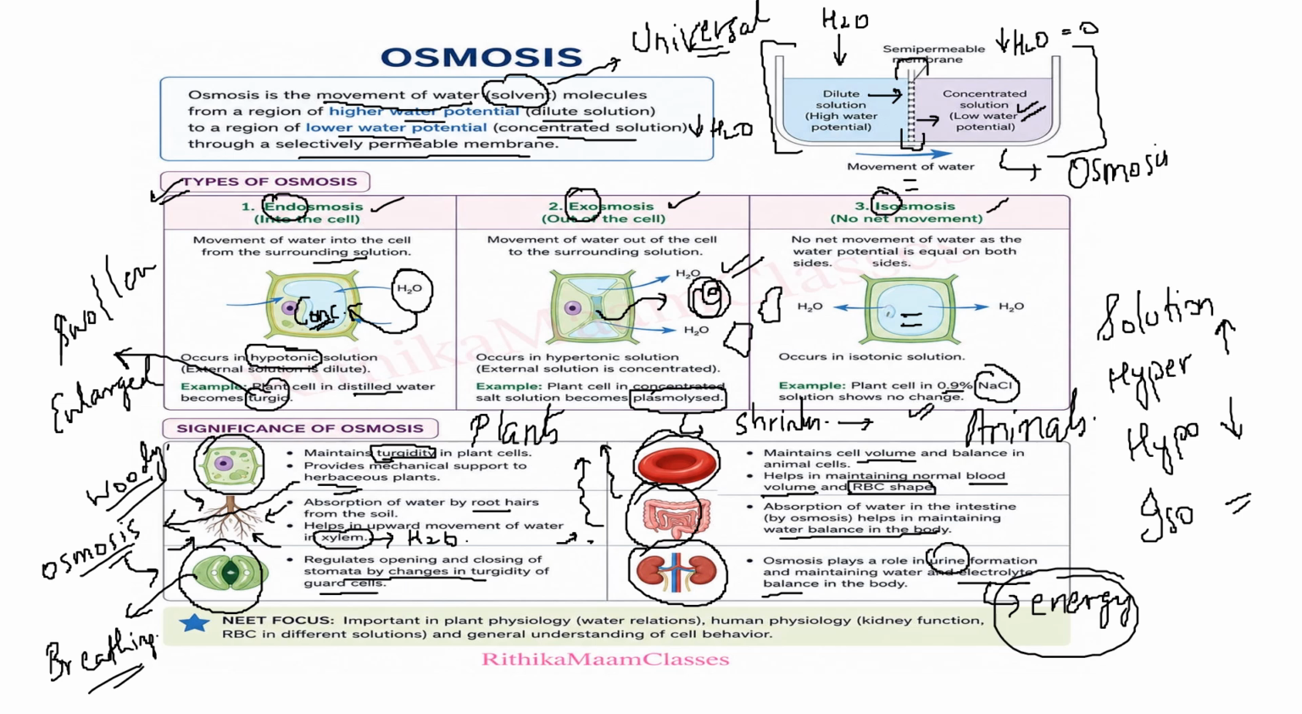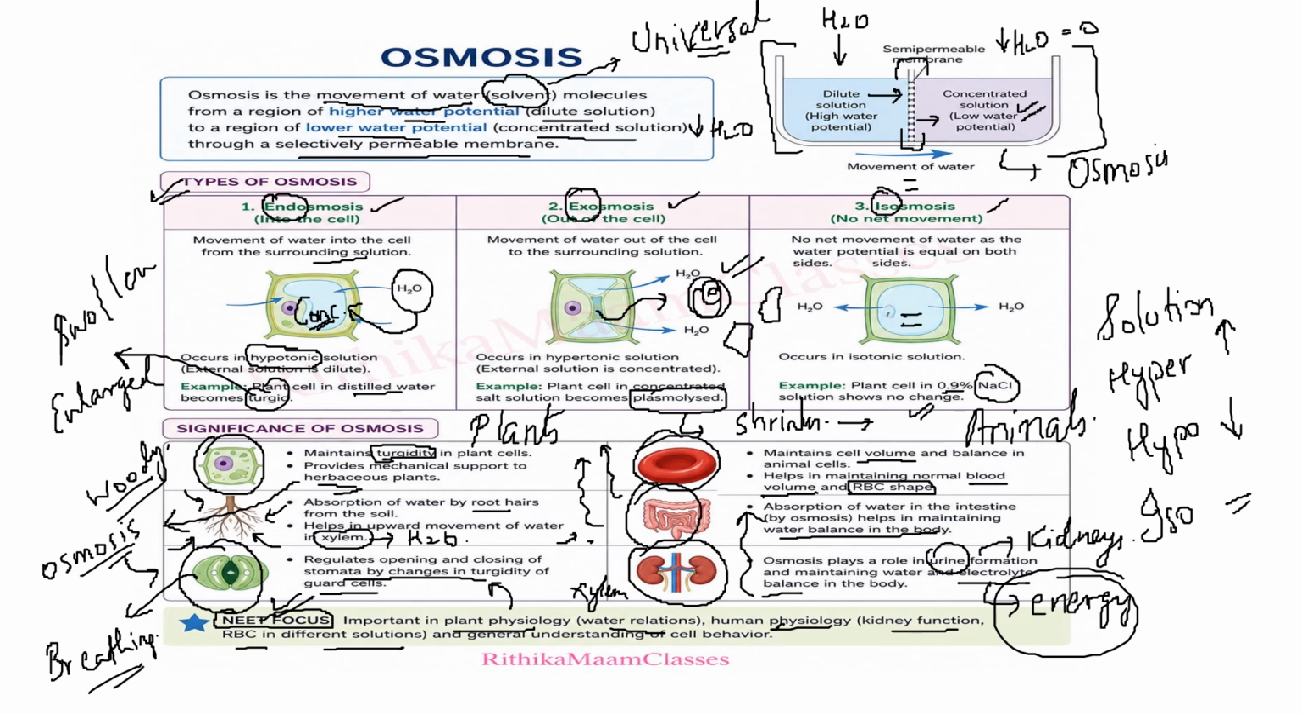Urine formation, we know that urine formation happens inside the kidneys, isn't it? So, osmosis has a very significant role in our body and also in the plant body. Now, with respect to NEET, it is important for plant physiology, as we saw here, that is for water relations, related to xylem, the water conducting tissue. Then human physiology, as we saw here, it helps in maintaining the kidney function, RBC shape, and then RBC in different solutions.